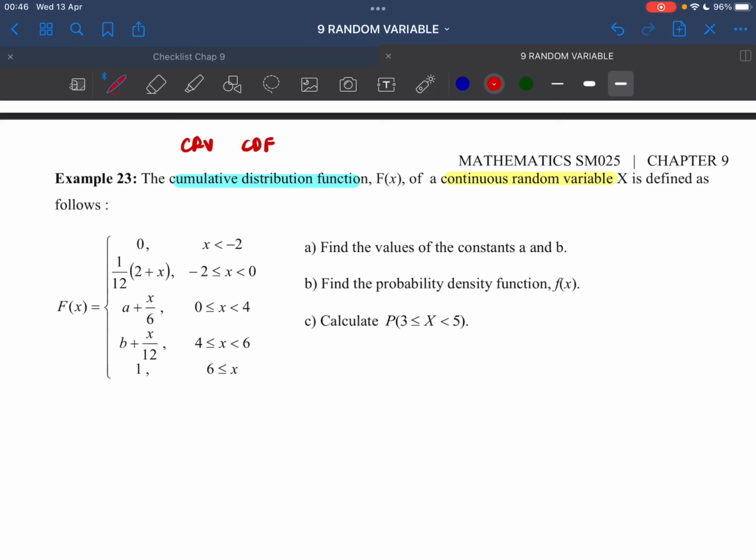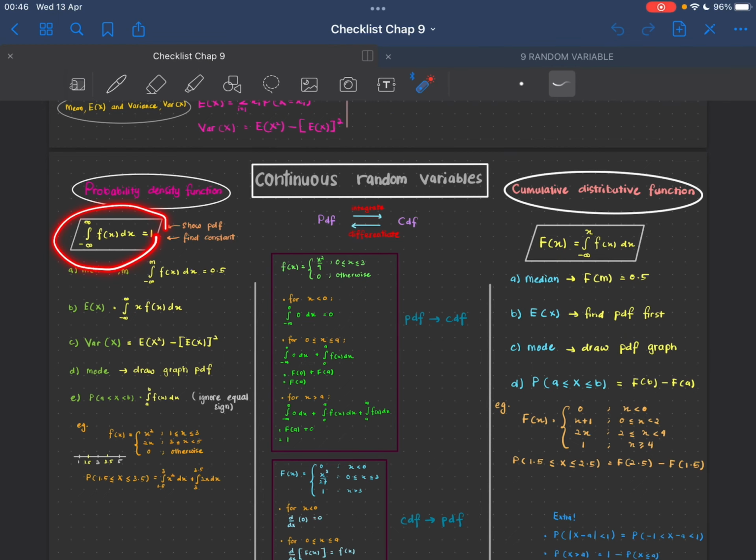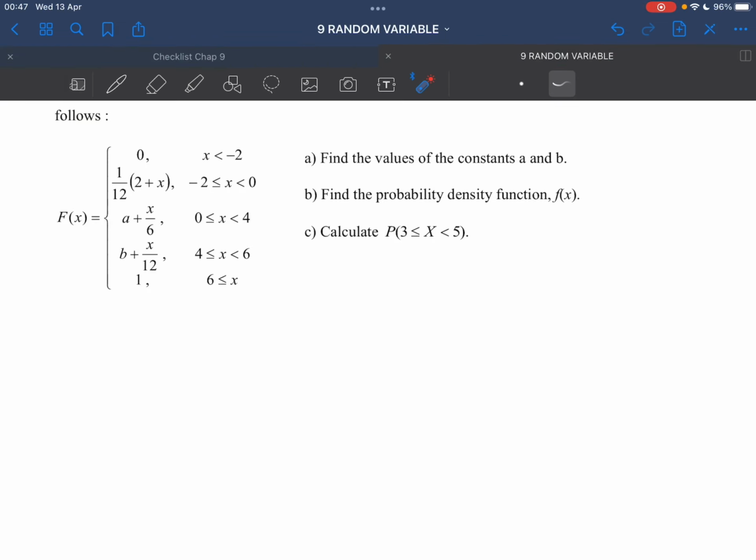Maybe there is differentiation involved because we have a CDF, maybe it asks us to find the PDF. But the first question here asks us to find constants A and B. If you have a PDF function, you know that to find a constant you have to use the integral from negative infinity to infinity of f(x) dx equals 1. Right? This one here. But what happens if we have a CDF? How do we find the constant?